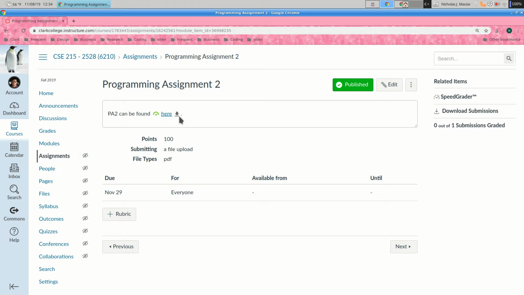All right, so this is due November 29th. It feels like a long time away, but it's really not.